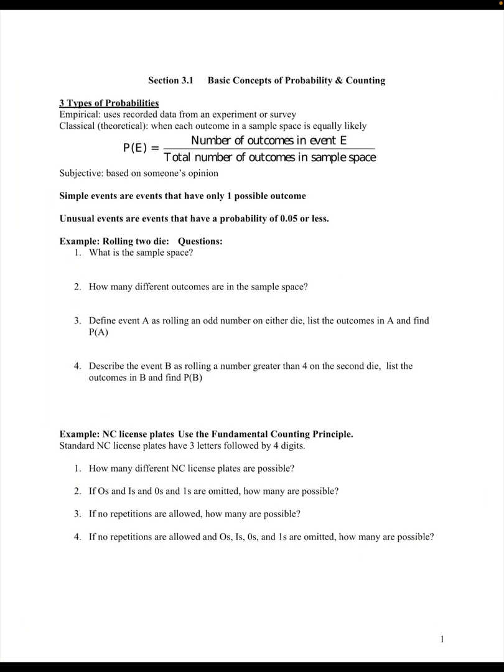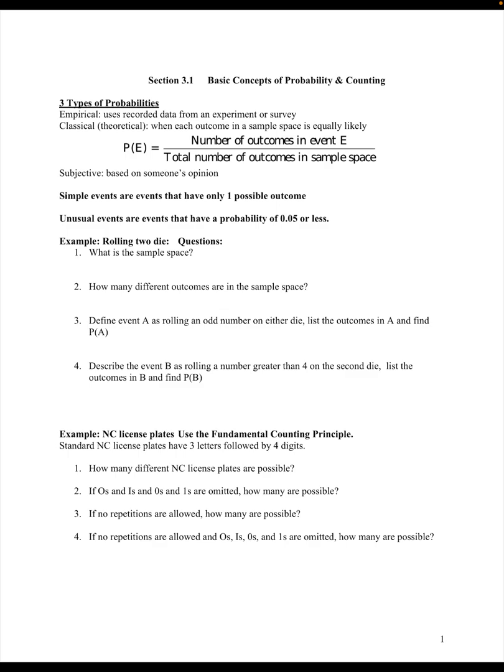We're now going to go through the Module 2 document that is at the beginning of Module 2 in Moodle and talk about how to find all of these probabilities. So, in this first one, our example is rolling 2 die.